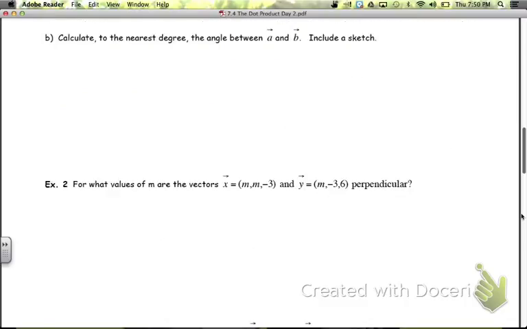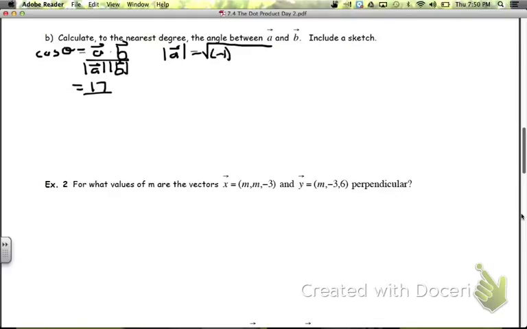Now, part B in our first example: we want to calculate, to the nearest degree, the angle between our vectors a and b, and also include a sketch. From our formula for the angle between two vectors, we can find cos theta by taking the dot product of our two vectors over the product of their magnitudes. We already know the dot product is 17 from part A. However, we don't know the magnitudes. Remember, the magnitude is the square root of each of our coordinates squared, added together.